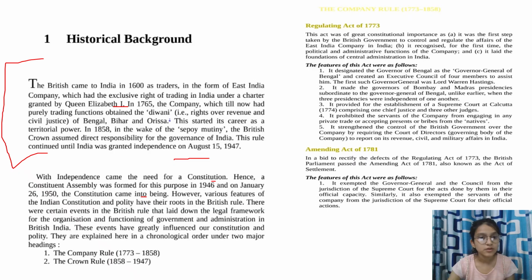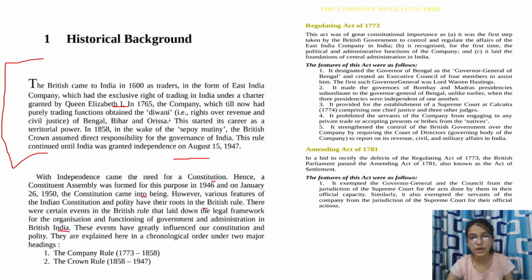However, various features of the Indian Constitution and polity have their roots in the British rule. So, after we got independence, we realized that we need a constitution. We also realized that we need a particular group or committee to form the Indian Constitution. But we cannot make a constitution all of a sudden. That's because we have our roots in the British rule. Most of the ingredients, the essentials, the formation we have derived from the British rule. There were certain events in the British rule that laid down a legal framework for the organization and functioning of government administration in British India.